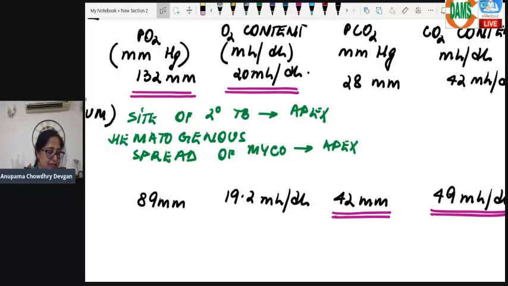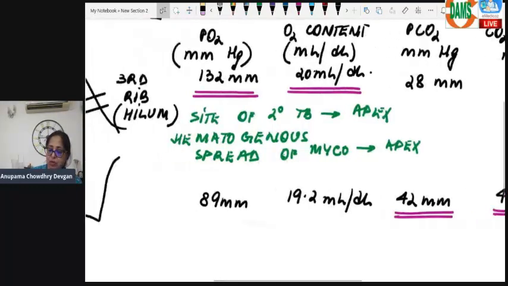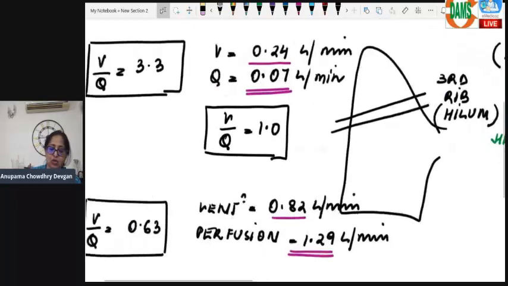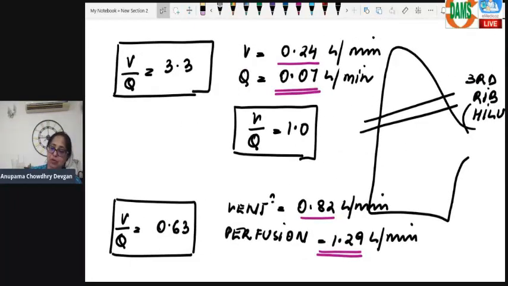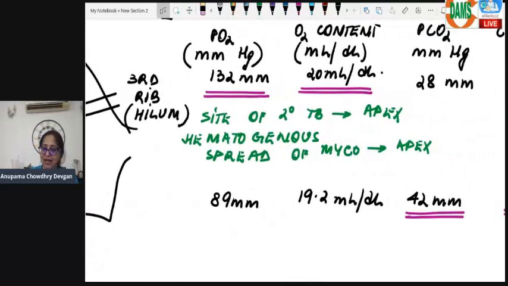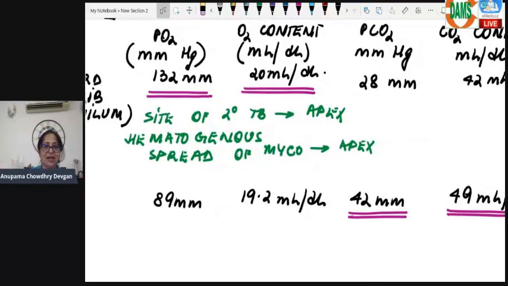Okay? Important questions. Ventilation more at base, less at apex. Perfusion more at base, less at apex. VQ ratio higher at apex. PO2 higher at apex. Total O2 higher at apex. PCO2 higher at base. Total CO2 higher at base. Site of secondary tuberculosis, apex. Why? Higher VQ ratio at the apex, more oxygenation of the blood at the apex.